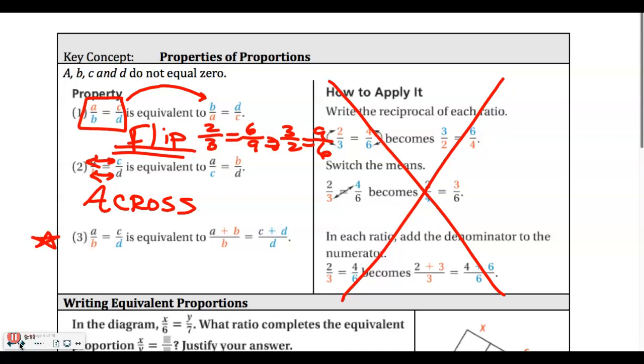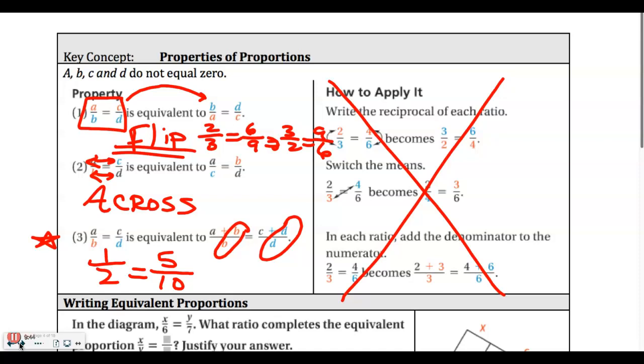So I think the best thing to do is to circle this right here and right here so you can kind of sort it out. What's happening is they're adding the denominator to the top on both of them. Let me show you with a fraction. Let's do 1/2 equals 5/10. That's totally true. The cross products are both 10.